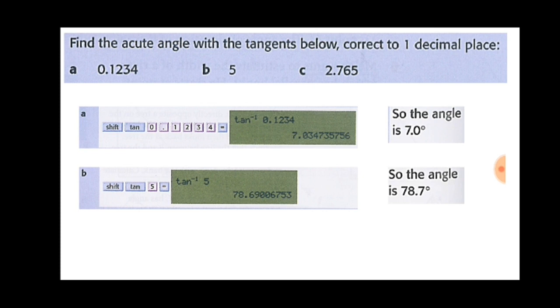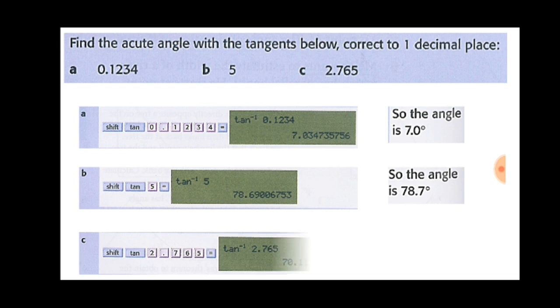78.7 degrees. The third question, we need to find tan inverse of 2.765. So Shift tan 2.765 equal to, the angle will be 70.1 degrees.